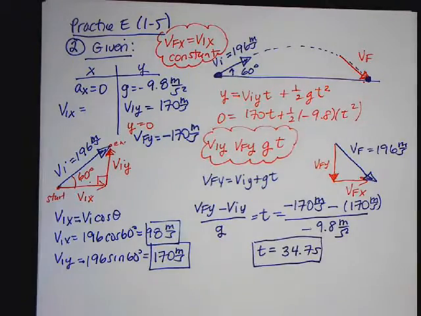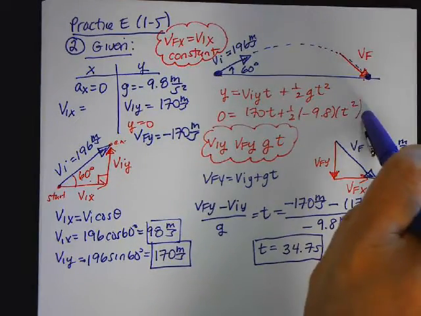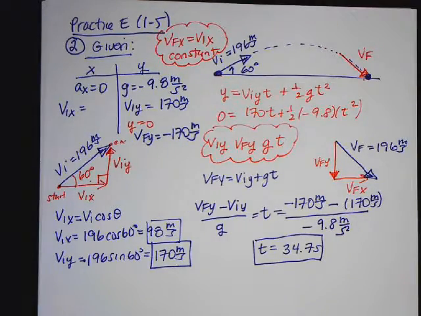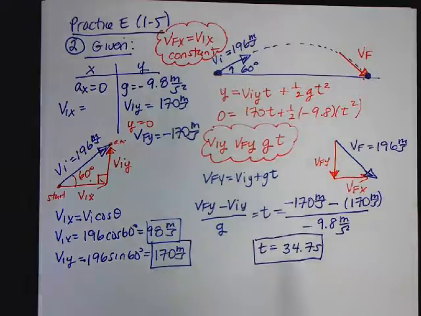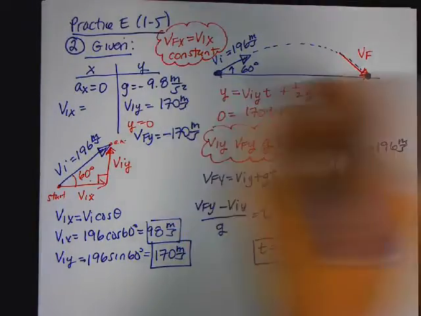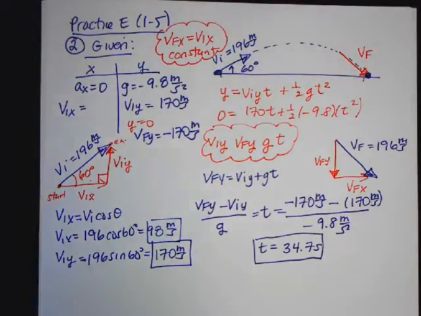Now, here's your choice. If I want to find the time, I can use this equation, but then I'm going to have to use the quadratic, or I can do it this way. Now this only works on a level surface like this, as far as the VFY being equal to the VIY, equal in magnitude and opposite direction.